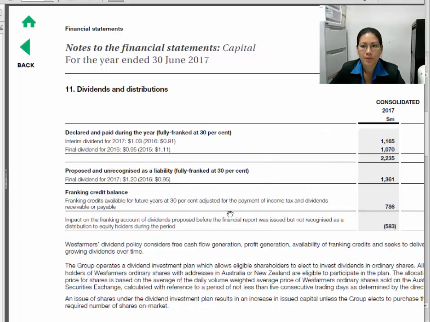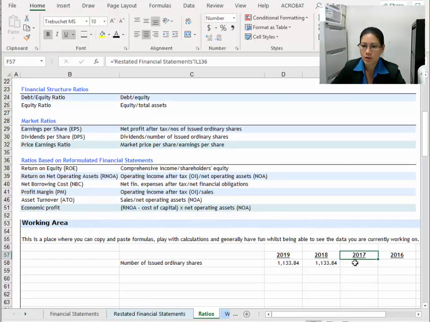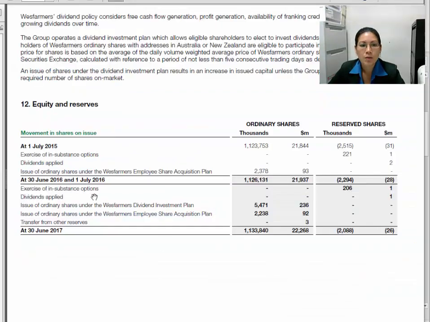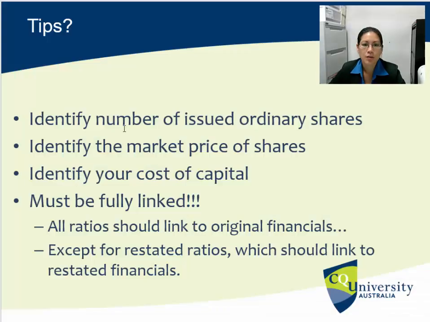And here it is. All right, so let me have a look. Again, they're expressing it in thousands, so I'm going to have to convert this one. Same balance again in 2017, 1133.84. In 2016, we had a different balance: 1126.131. All right, so that's my number of ordinary shares. I've already identified that, so I can tick that one.